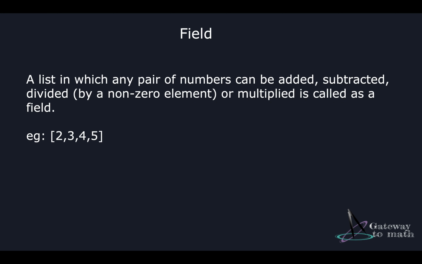The first topic we need to understand is a field. A field is a list in which any pair of numbers can be added, subtracted, divided, obviously by a non-zero element, or multiplied. You cannot divide a number by zero because that's an undefined situation in maths. Now this is an example of a field. It is a list of numbers, and these numbers can be added together, subtracted, multiplied, and divided. So it satisfies the condition for it to be a field.